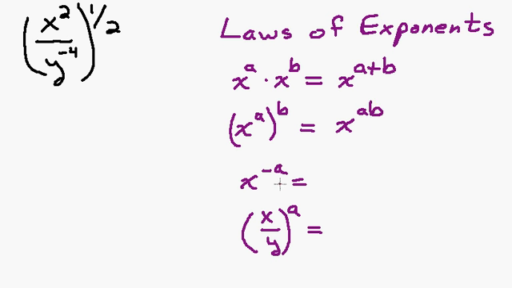Next one, negative exponents. Now this gets people all the time. Negative exponents do not mean negative numbers. Negative exponent basically means reciprocal. So if I have x to the negative a, it's telling me I have to take the reciprocal of x to the a. So 1 over x to the a. Oh, that a doesn't look real good. Let's make that look better.